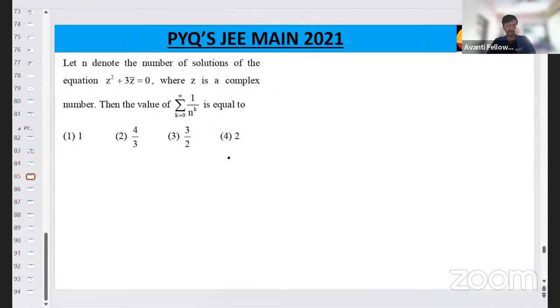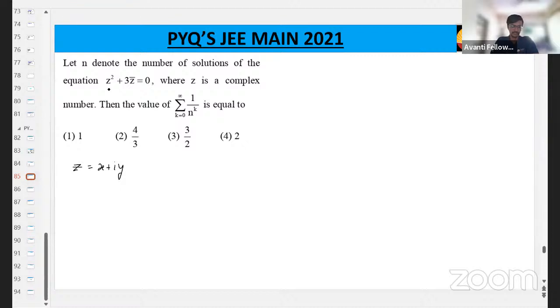This one. If Z denotes the number of solutions of the equation, where z is a complex number, then the value of summation n raised to the power k. So basically we need the value of n, right? In such questions it is usually better if we assume z equals x plus iy.